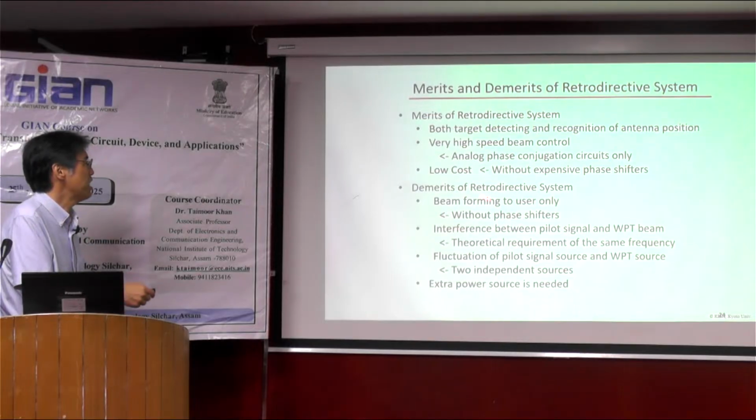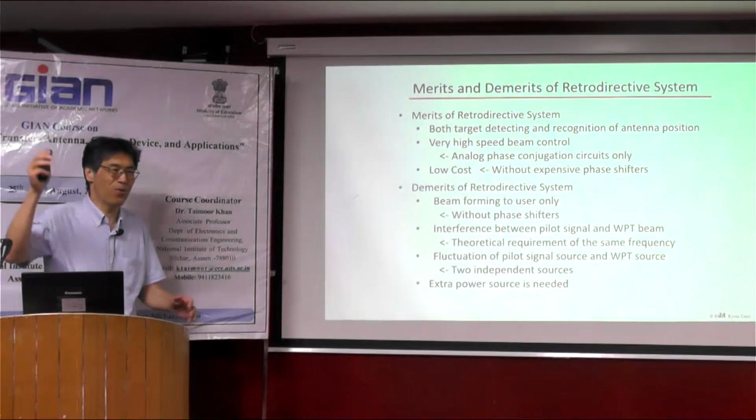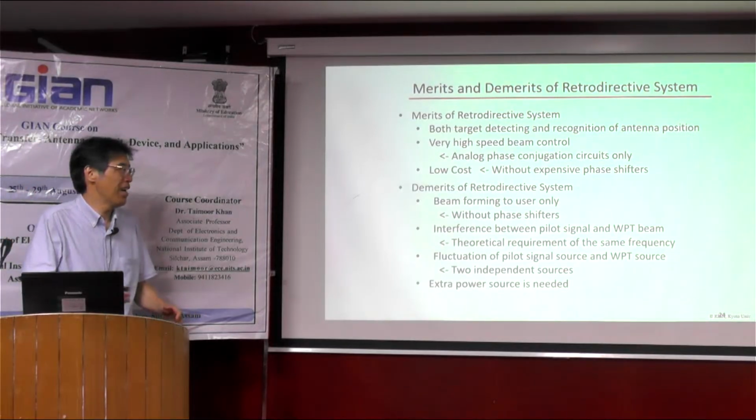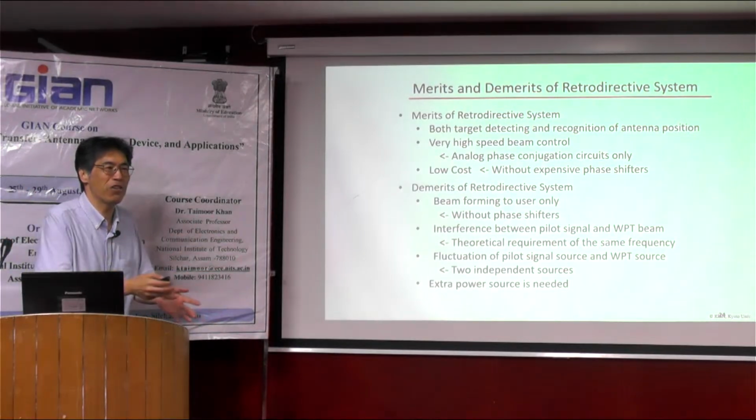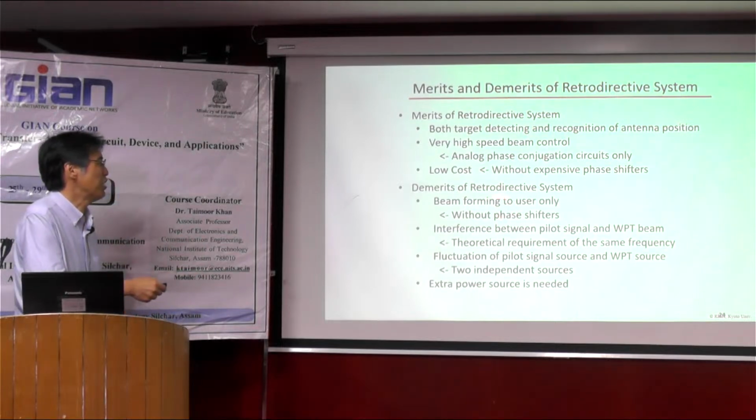But there are some demerits of the retrodirective system. It forms a beam to the user only, because there is no phase shifter. So if there is no incoming pilot signal, this retrodirective array cannot transmit the power. So this is a big demerit.